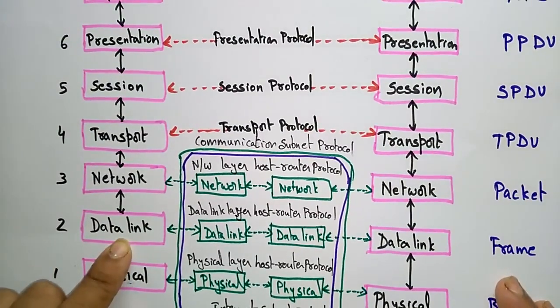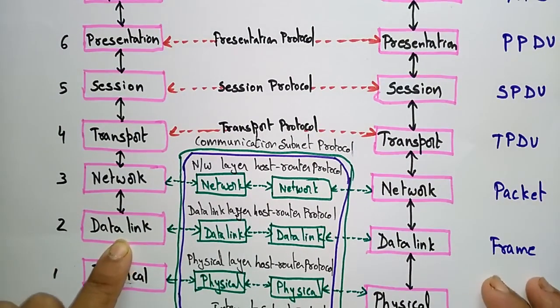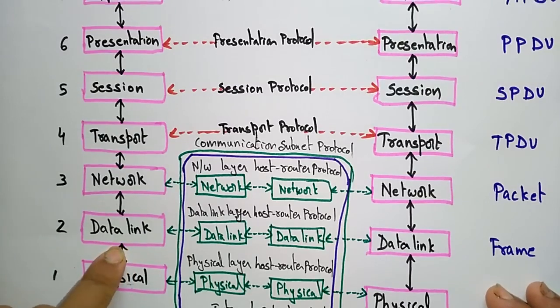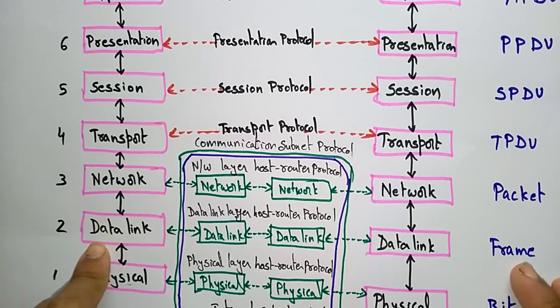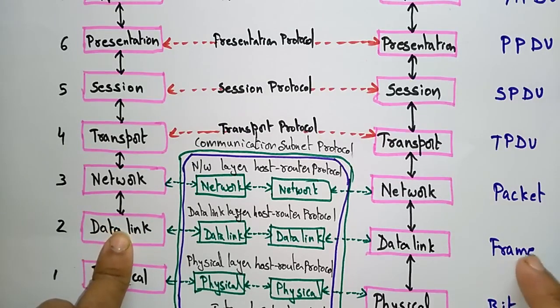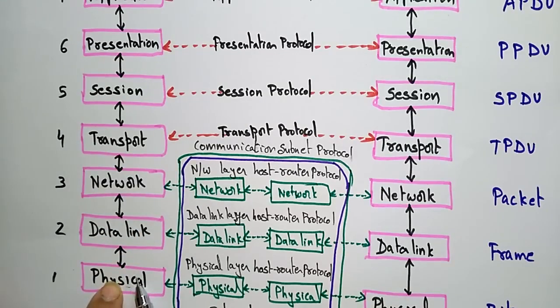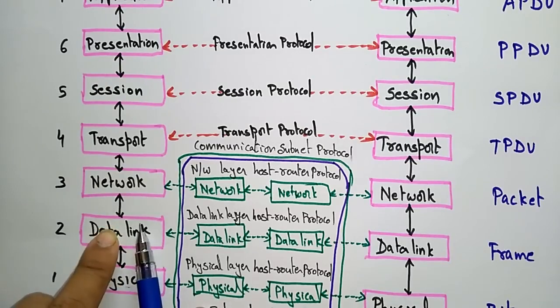And this is the data link layer, the second layer. Data link layer transmits the data. It takes the information from the network and transmits the data to the physical layer. This data link layer is having the data in the form of frames. The data will be stored in the form of frames. So here in the physical layer it is in the form of bits, ones and zeros, and here it is in the form of frames.